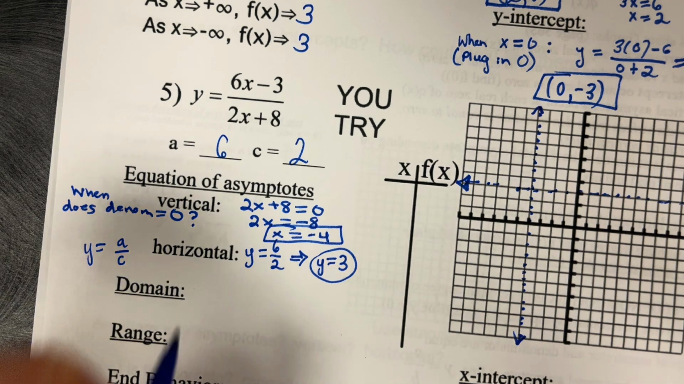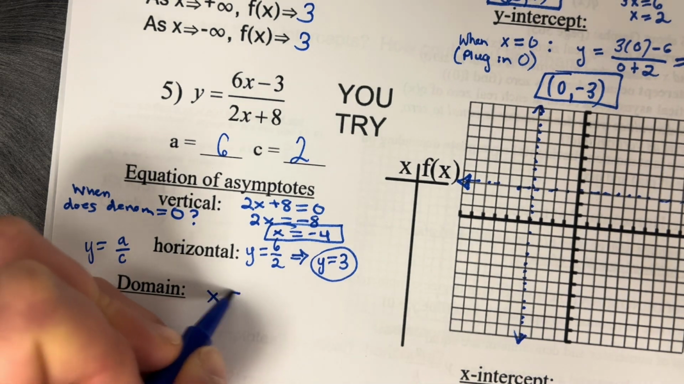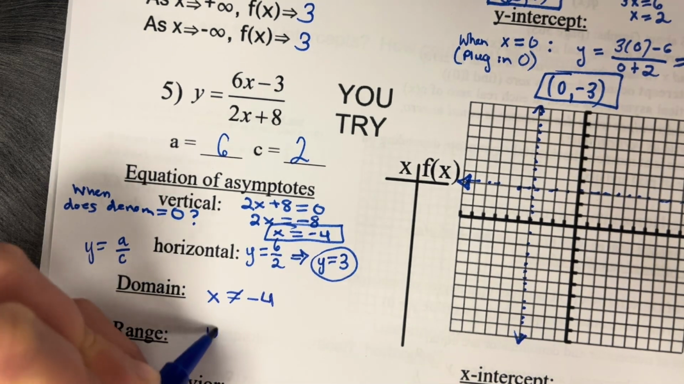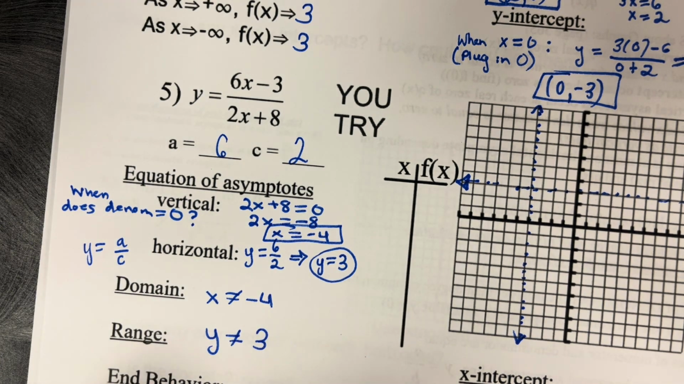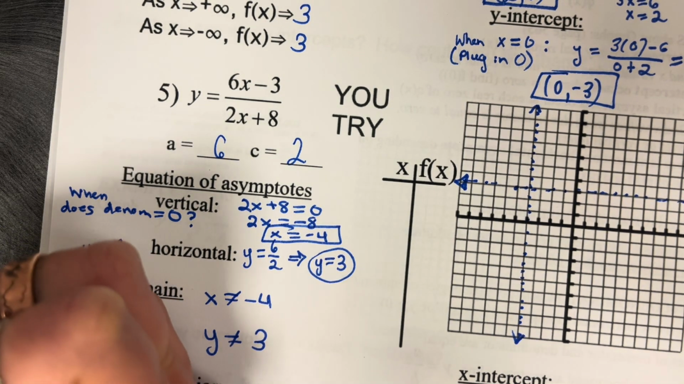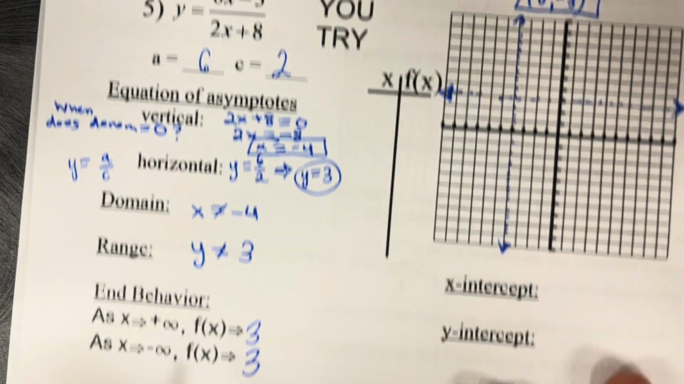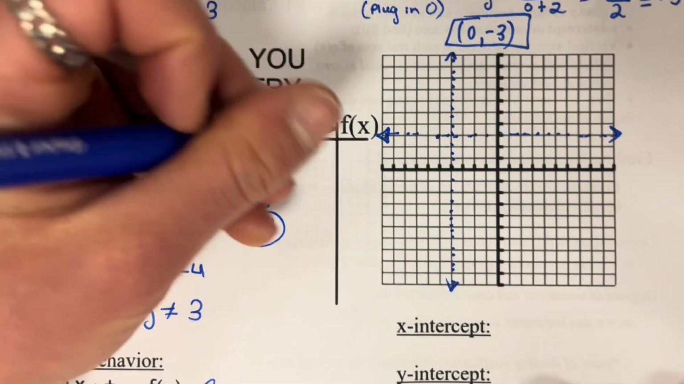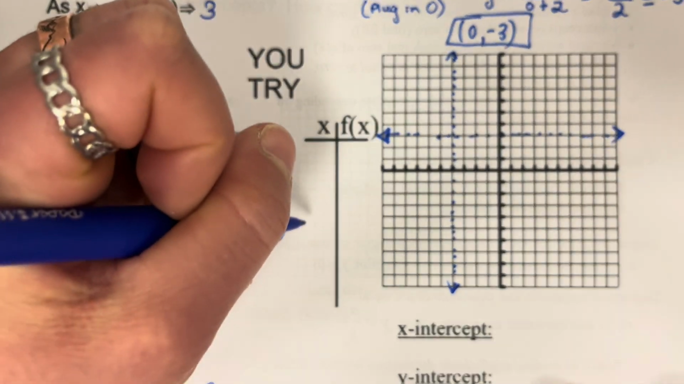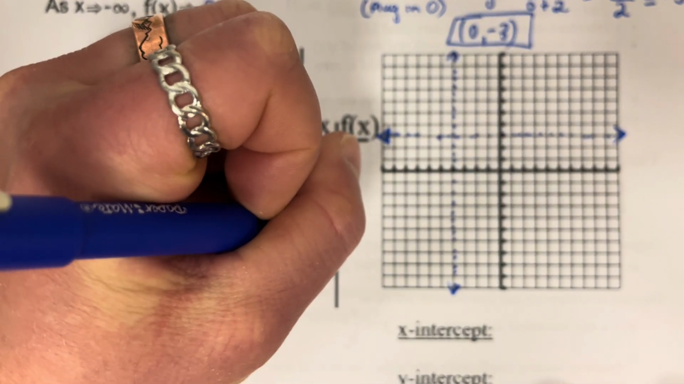Okay, then we know our domain and range follow from that. X cannot equal negative 4, y cannot equal 3. Our end behavior, as x is approaching positive infinity, we're going to be approaching 3, and we'll be approaching that from both directions. And then we go to our table. On our calculator, we get a few points lined up. So we have negative 4 in the middle is undefined.